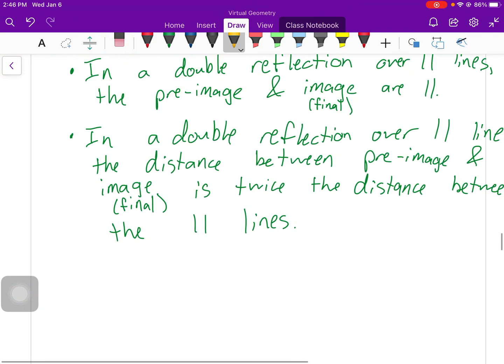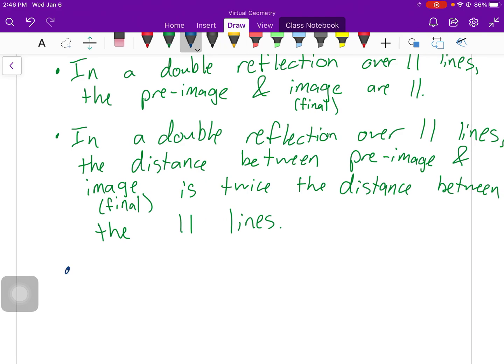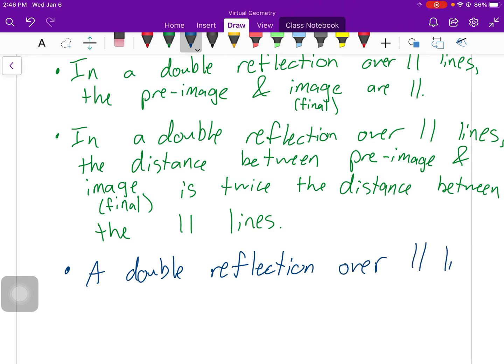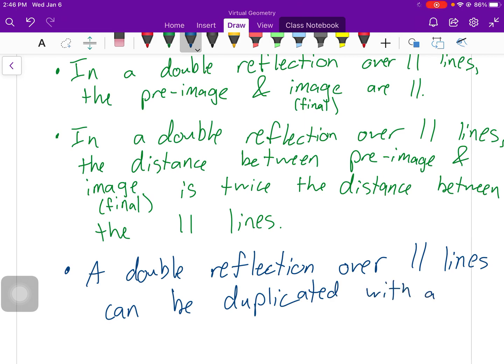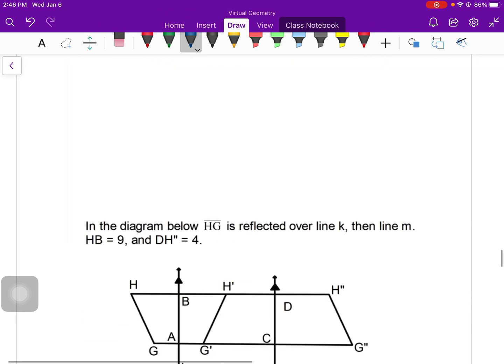All right, and there's one more that you probably did notice for this one. A double reflection over parallel lines can be duplicated with a translation. Okay, if you flip something all the way over and so it's facing the same direction it started, you could have just pushed it over to begin with. Is basically all that's saying.